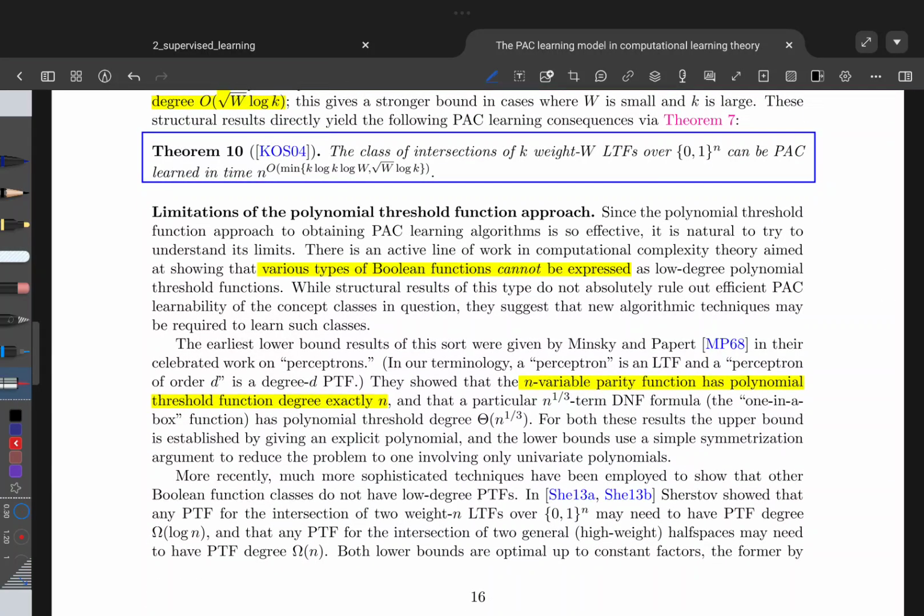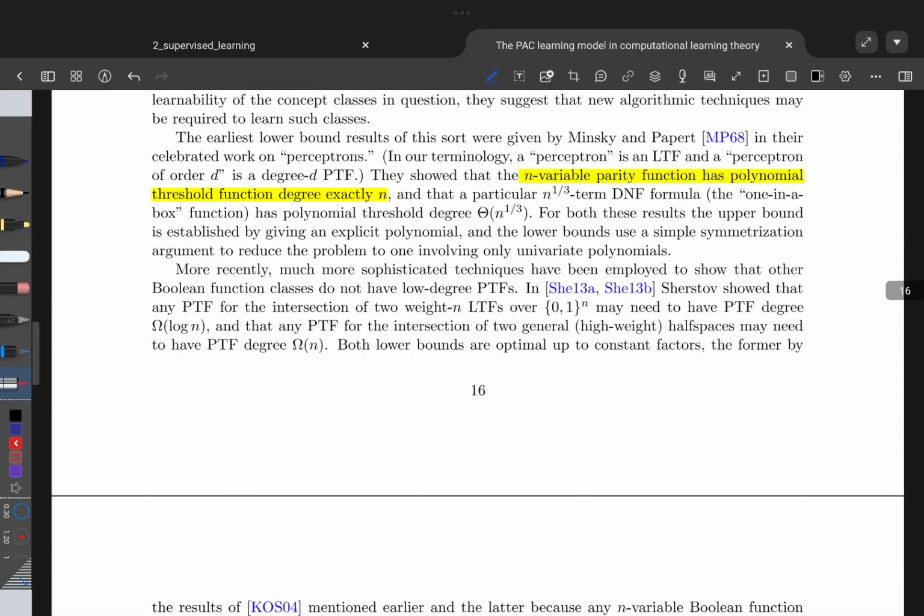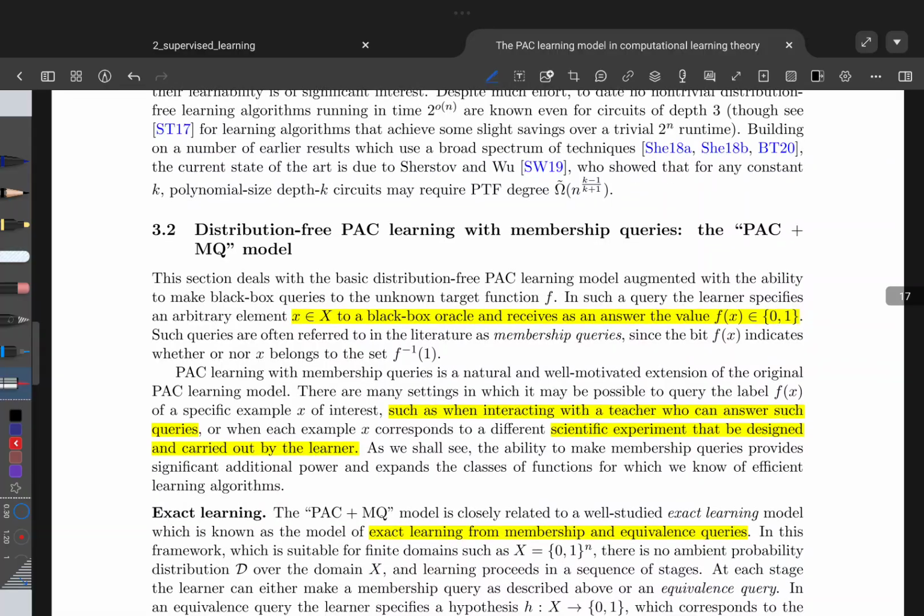Right, but of course it's not a silver bullet. You can't use it all the time. So there's also a rich literature on what kinds of Boolean functions cannot be expressed, or well approximated, by polynomial threshold functions. All right.